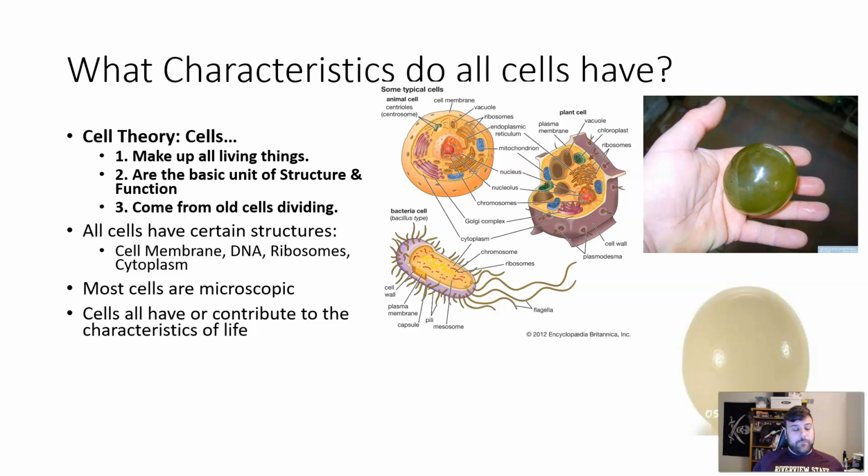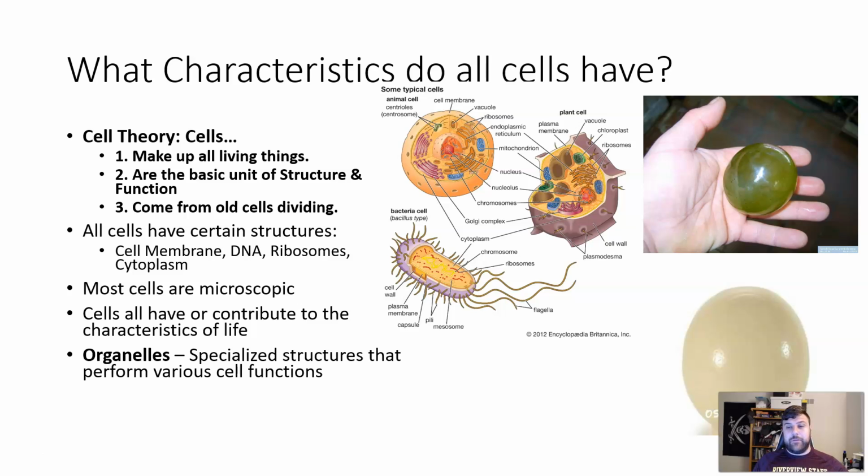So before we get into it, I do want to talk about a couple of terms. Number 1 is this term organelle. And we've talked about this a couple of times in class. But as a reminder, organelles are specialized structures that perform all of the various cell functions. So anything that a cell does, it does with some type of organelle. And we have 2 main types of cells. We have prokaryotic and eukaryotic cells.